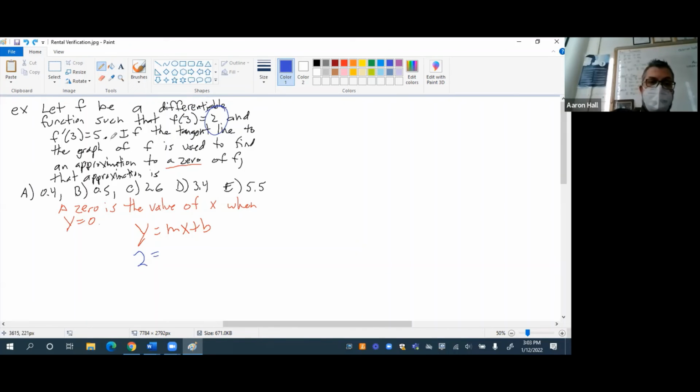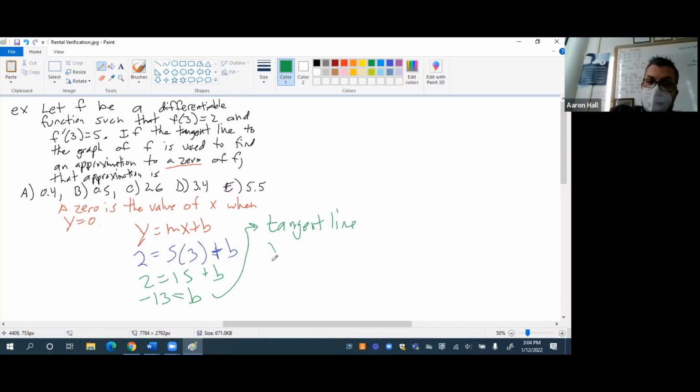So, and we know what our slope is right here. When x is 3, our slope is 5. That's what it tells us there. So we have 5 times 3 plus b. Now what? What'd you do now? Well, we got 15 there, so we can just subtract that from 2. So 2 equals 15 plus b. That gives us b equals negative 13. So our tangent line is y equals 5x minus 13.